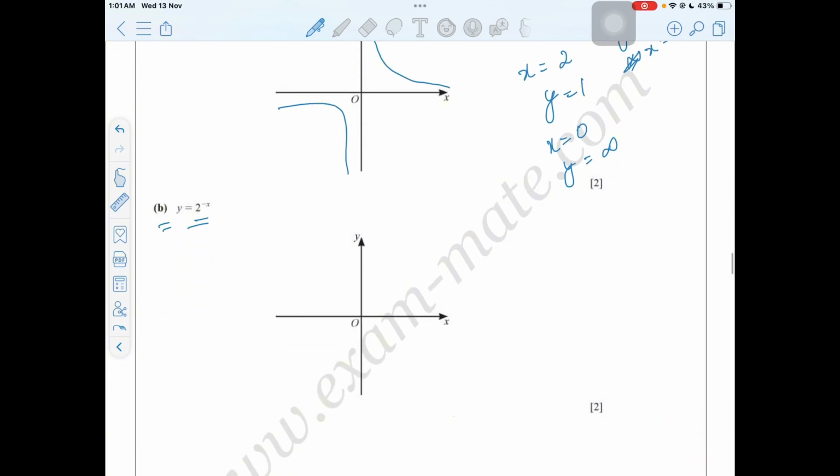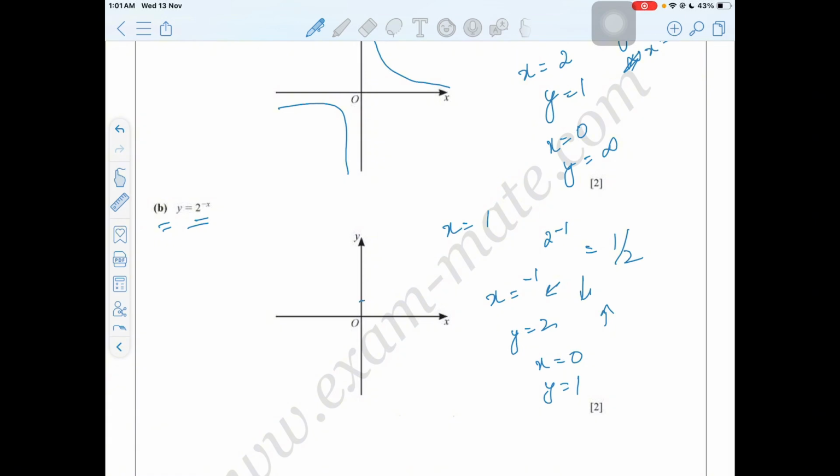In part B, we have y is equal to 2 power minus x. So let's just plug it in. If we have x as 1, this would be 2 powered minus 1, which is equal to 1 over 2. If we have x as negative 1, we have y as 2, right? So as the value of x decreases, the value of y increases, right? So if we have x as 0, we have y as 1, right?